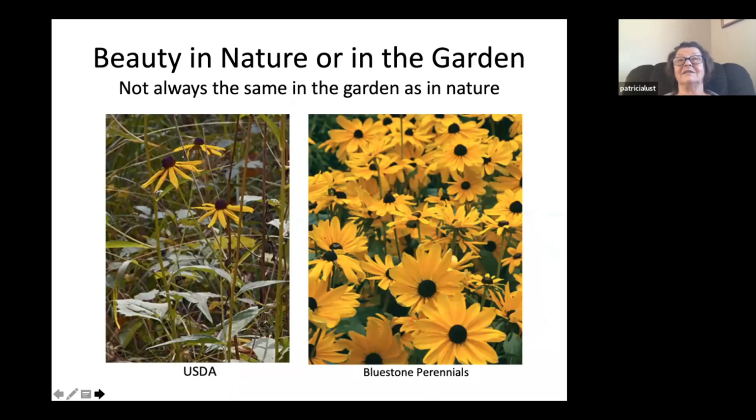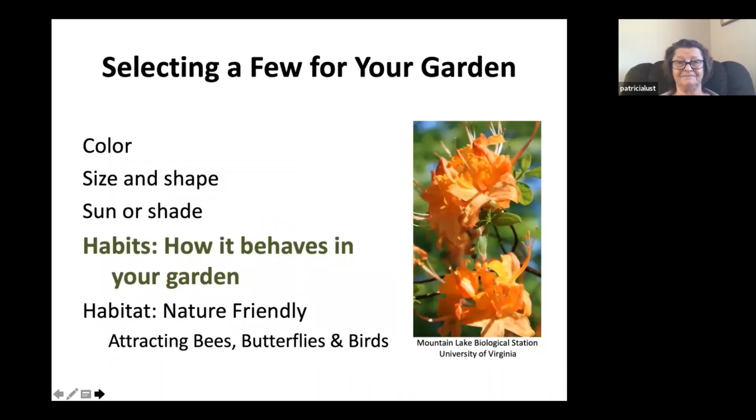Now to the beauty part. This is my favorite part about native plants. If you look at the left and the right pictures here, you'll see the same plant. I think the one on the left, in nature, out in a field somewhere, captured by USDA, is absolutely gorgeous as it is. But when you bring it into your garden and give it a little fertilizer and a little extra water, you can do what's on the right. That photograph is from Bluestone Perennials, and of course they photograph their best. But those two are the same plants. So look what you can do if you bring it into your garden.